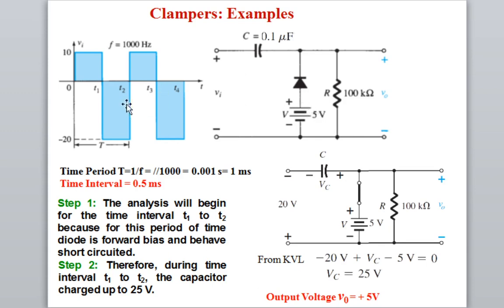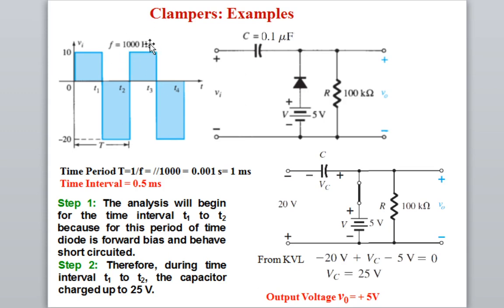And this is the input signal, if you see. So the input signal for 0 to T1 cycle is plus 10 volt, and T1 to T2 is minus 20 volt, and then plus 10, minus 20, plus 10, minus 20. In this way your input signal is changing, and the frequency of the input signal is 1000 Hz.